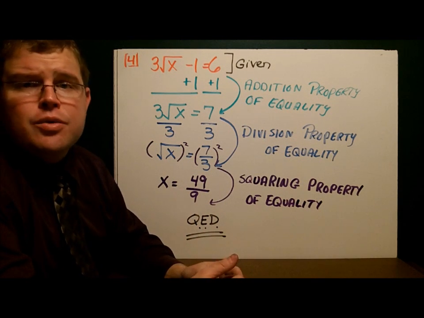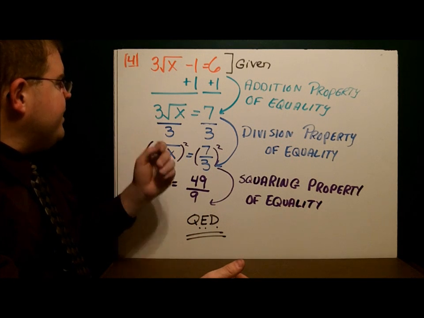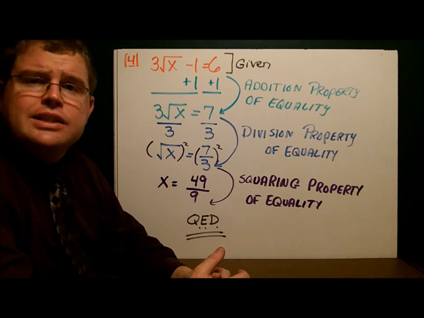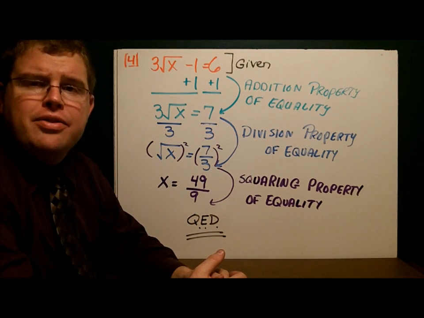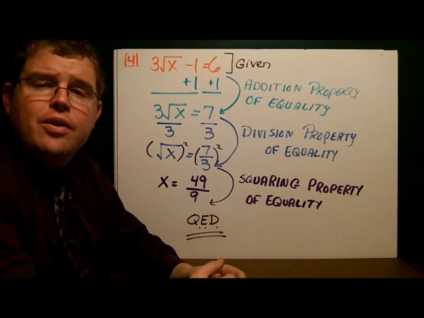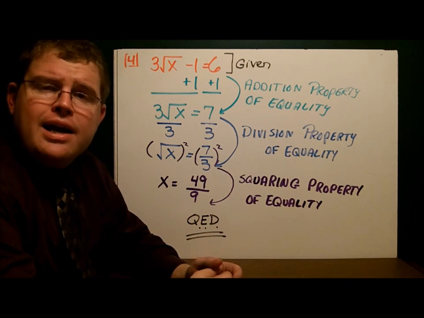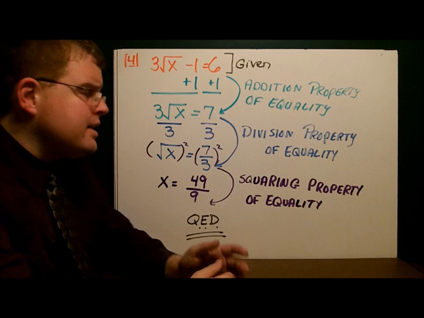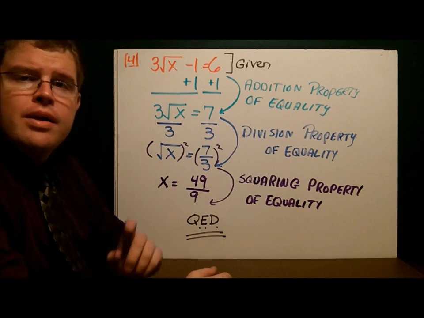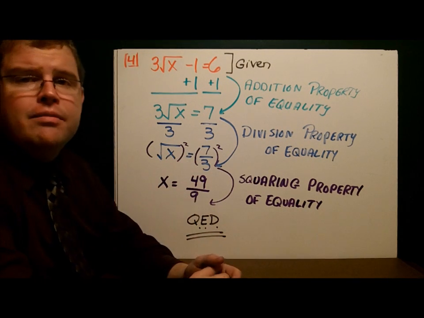But notice that my square root is not alone yet. I still have the coefficient, the 3, out in front. It's 3 times the square root of x, and so I divide both sides of the equation by 3. That gives me the square root of x equals 7 over 3. Now that my square root is alone, I can go ahead and square both sides. Because remember, the opposite of a square root is squaring it. That leaves me x equals 49 over 9.